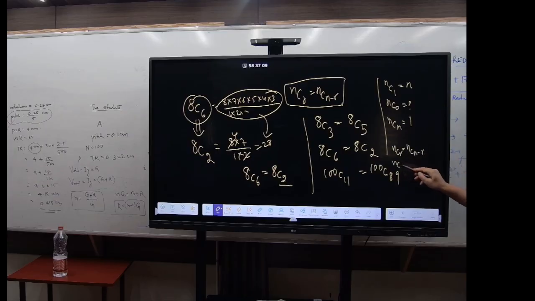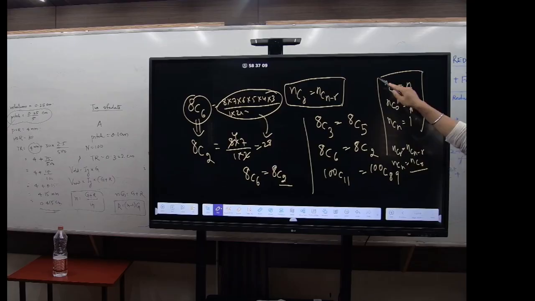So nCn is equal to what? nC(n minus n), which is nC0. So that is also equal to 1. These are the few things that you should remember directly, it will be helpful. nC1 is n, nC0 is 1, nCn is 1. And what do you mean by nCr? Selection of r different objects out of n different objects. Only this is the main thing.